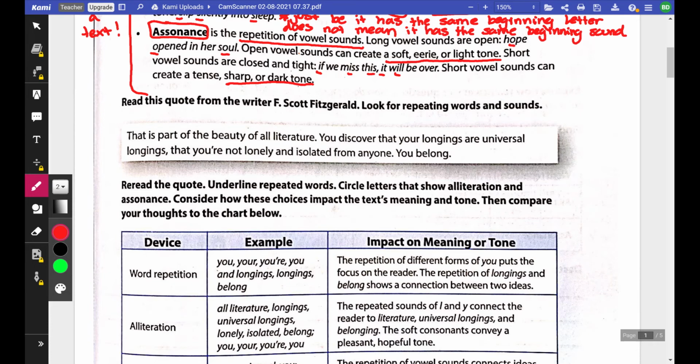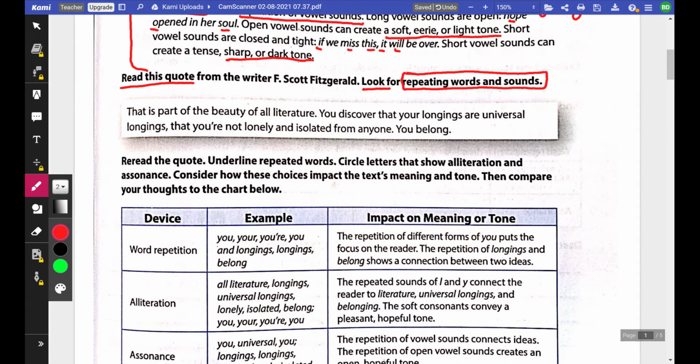So we have to read this quote from the writer F. Scott Fitzgerald. If you don't know F. Scott Fitzgerald, he is the one who wrote The Great Gatsby. That's one of my favorite books. As we read the quote, we have to look for repeating words and sounds. So we're going to practice finding these repeated words and sounds. I want you to read the quote once just for understanding, and then we'll come back and read it to find our repeating words and sounds. So I'll read it to you, and I want you to follow along.